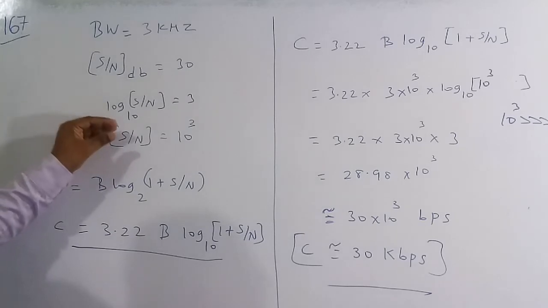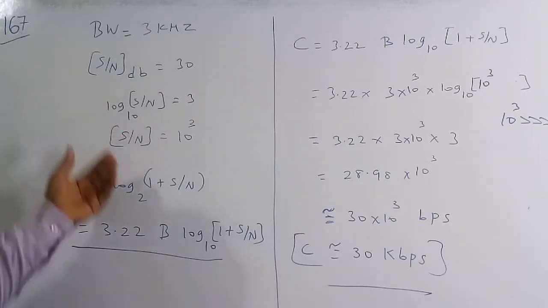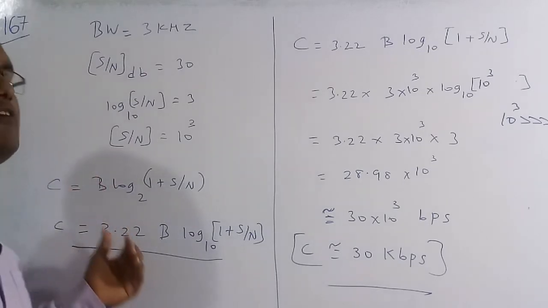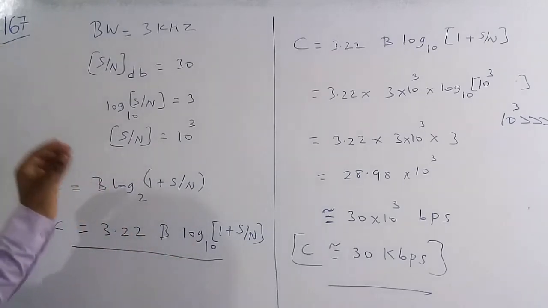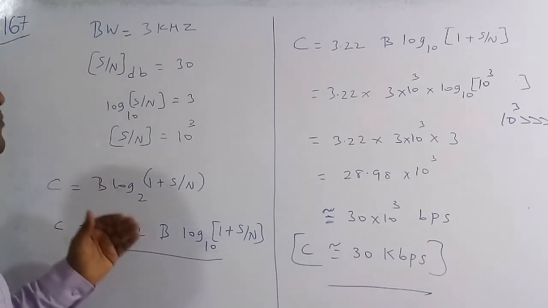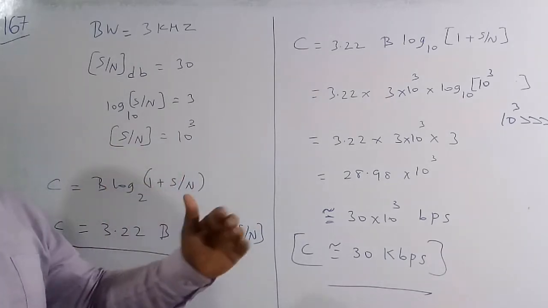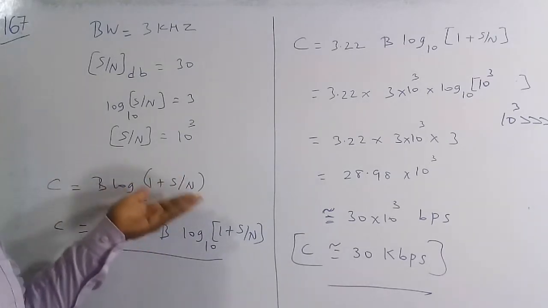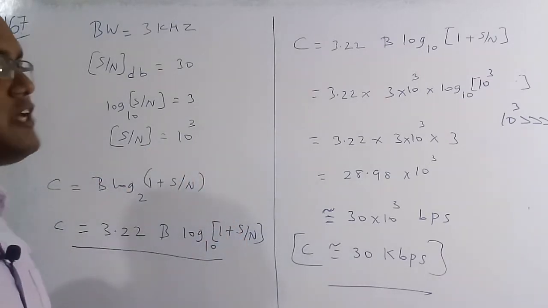Suppose the signal power is very less when compared to the noise power, then by default we can say the channel capacity is 0 because the S by N value will become 0. Whenever the signal power is higher than the noise power, only then is the signal transmitted through this channel. But if the signal power is very less when compared to the noise power, then the signal is not going to transfer through this channel.